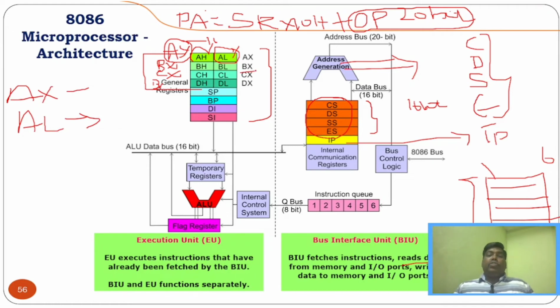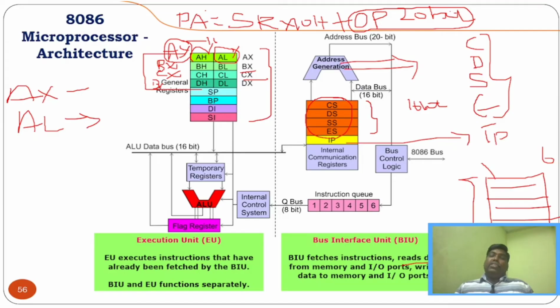BX is used to store the base address. Whenever we use indirect addressing, we can use this register to save the base address. Similarly, the CX register is used to store the count values. Whenever we use branching or looping instructions, the count values will be saved in this register.